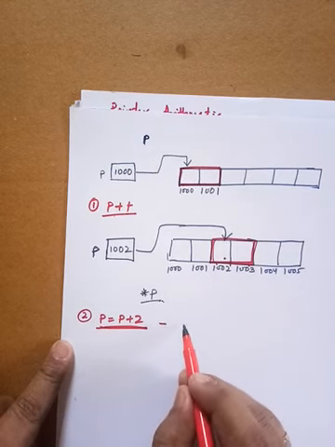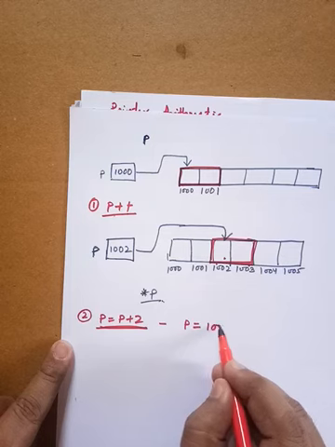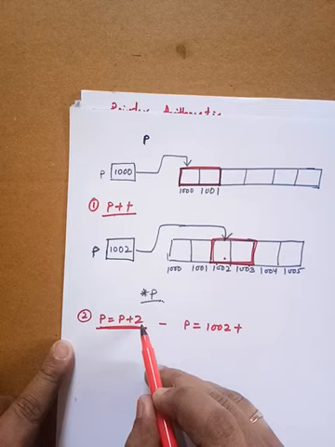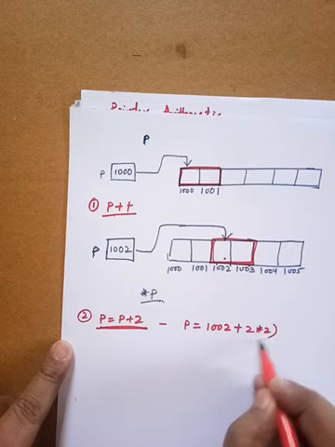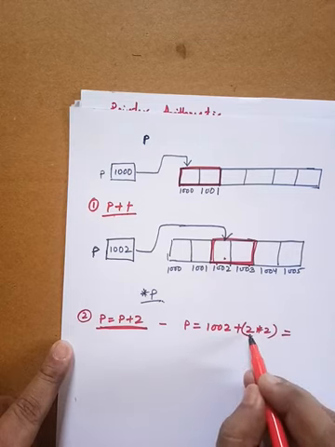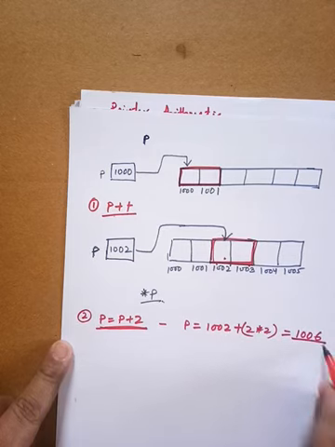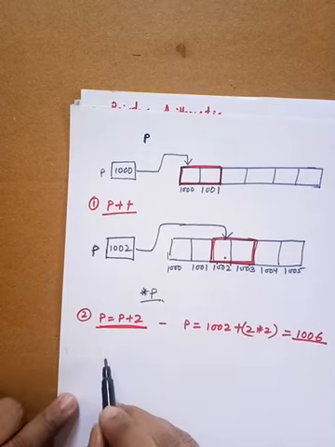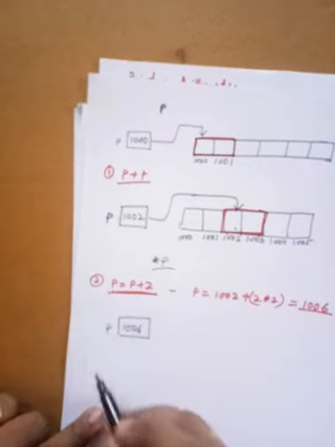Now I am writing this operation as p now stores 1002 plus, we are incrementing by 2 and the size of integer is 2 bytes, so 2 into 2, that will be 4, plus 1002, that will be 1006. So this is the new value that will be stored in the pointer p. So p holds the address 1006. Now we will represent it in the memory location.